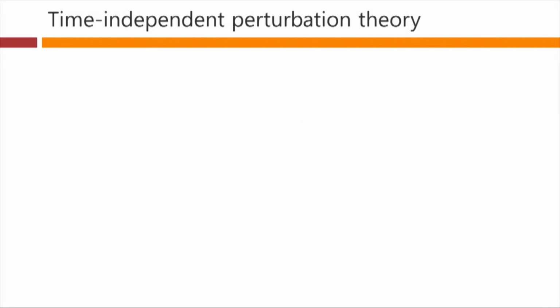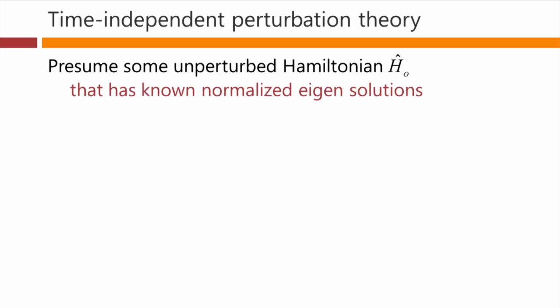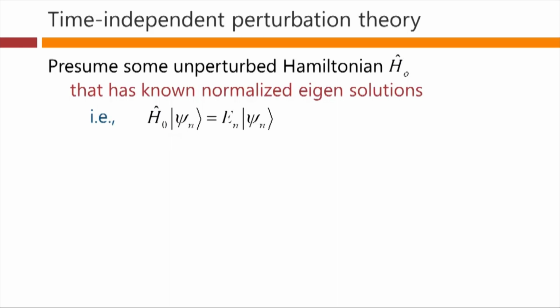So formally then, we're going to construct time-independent perturbation theory. We start out by presuming we have some so-called unperturbed Hamiltonian, H0, and that has some presumably known and normalized eigensolutions. So here's H0 operating on its eigensolutions, some particular psi n with an eigenenergy En.